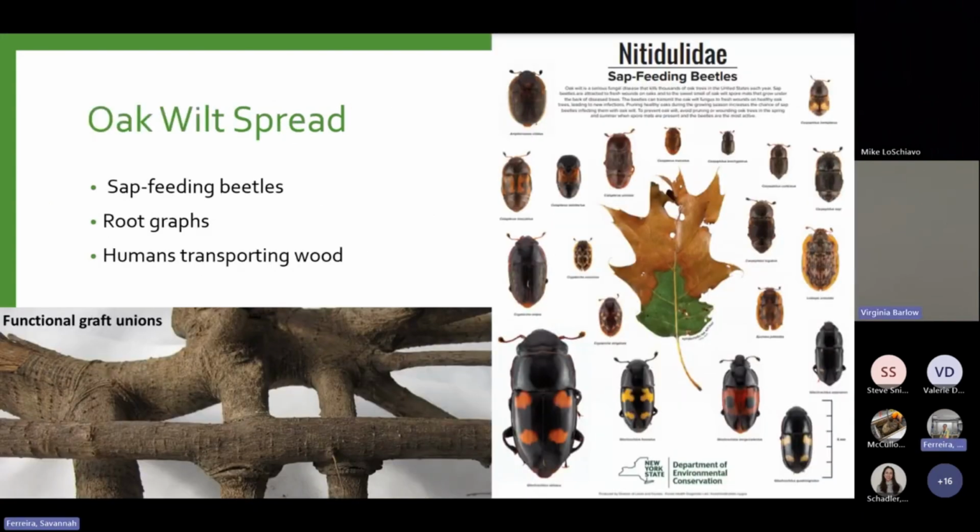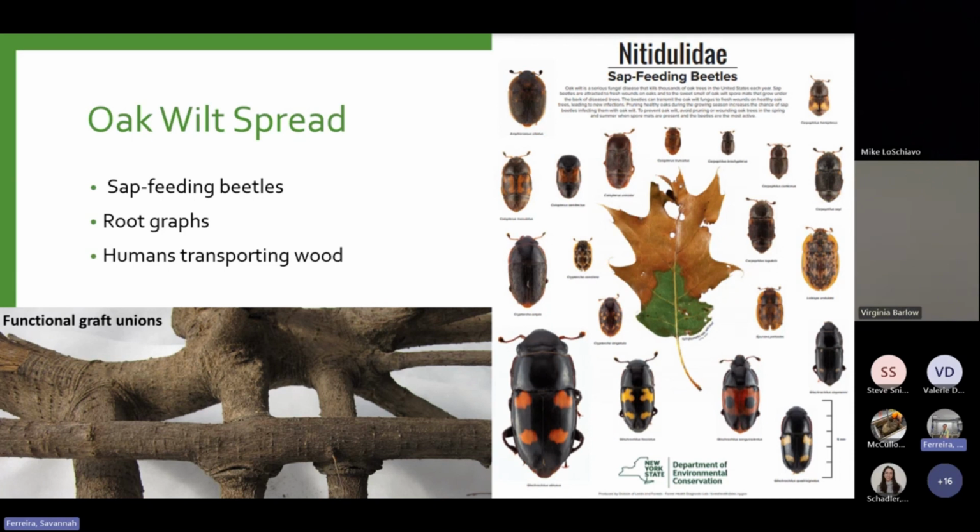So this pathogen spreads large distances through a variety of bark and sap-feeding beetles. Here's a really great poster that New York DEC published recently showing what nitidulid beetles can vector, aka spread, this pathogen. The oak leaf in the center does throw the scale off a little bit, but the scale is on the bottom right, and it shows 5 millimeters. So for perspective, the average grain of rice is about 5 to 7 millimeters long. So the average vector here is about the size of a grain of rice.